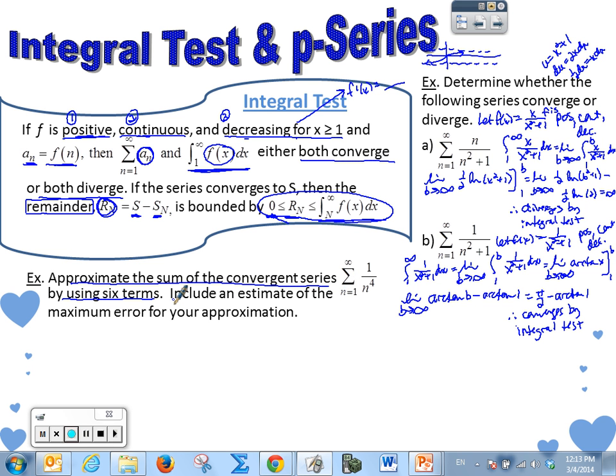Okay, include an estimate of the maximum error for your approximation. All right, so approximating, we would need our calculator here. If you have the new operating system, it's pretty easy. You just do, I think it's math 0 on the new operating system. It's a summation on that menu.